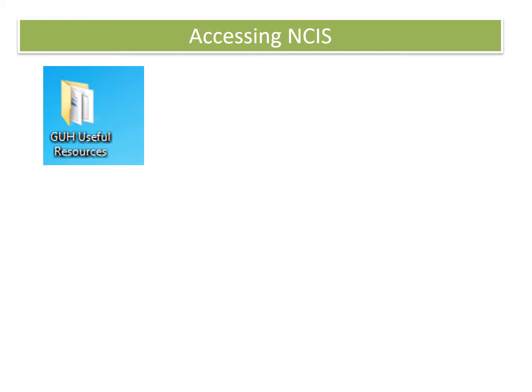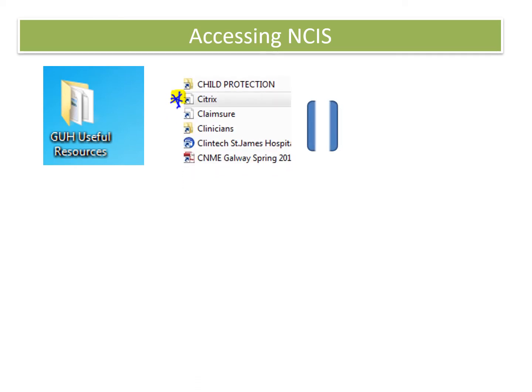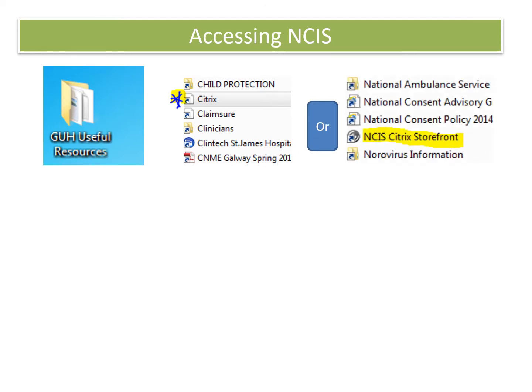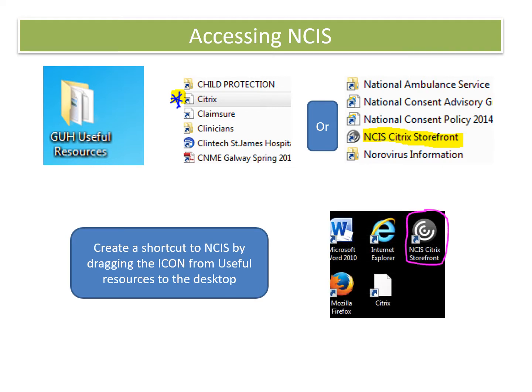Accessing NCIS. NCIS can be found by clicking into Useful Resources folder, available on the computer desktop. In this folder, you should click on Citrix, or alternatively, NCIS Citrix Storefront. A shortcut can be created on the desktop by dragging the NCIS Citrix Storefront icon to the computer desktop.